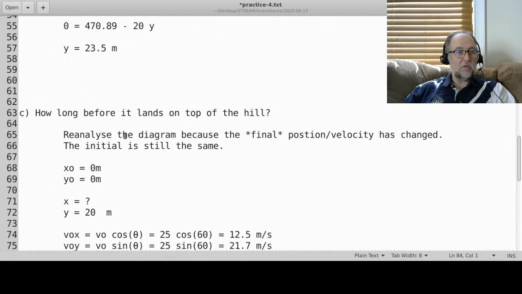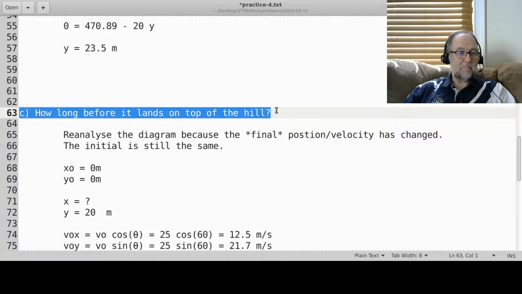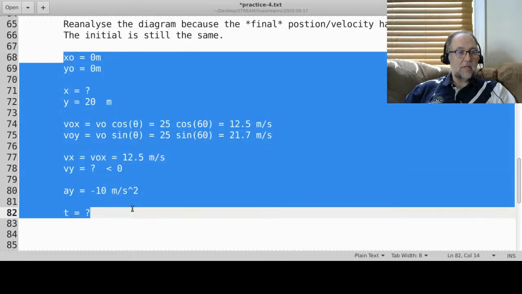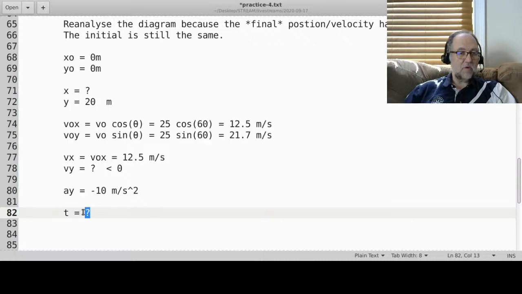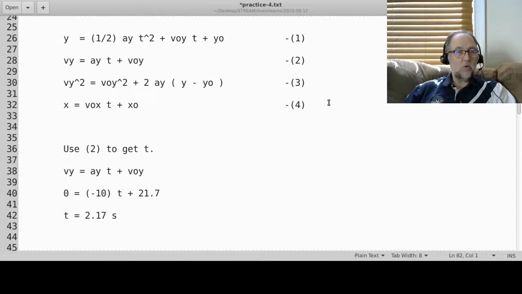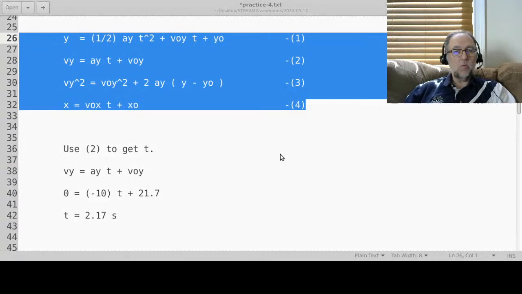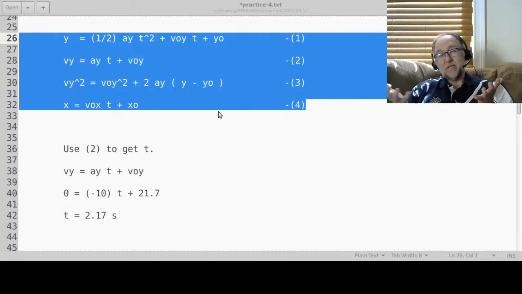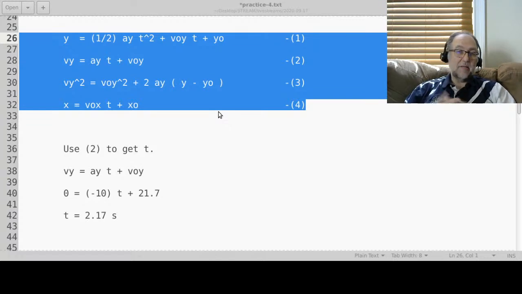And what are we asking for? So it says here, how long before it lands on the top of the hill? And you take a look at the numbers that you have. Okay, you're obviously trying to solve for time. You go back to the equations that I've given you and you say, well, what do I know? What do I not know? So you're solving for time, so it's either 1, 2, or 4. Well, 4 you can't use because it's horizontal information, and you don't have x. You don't know how far x is, and so you can't solve for t because then there are two unknowns.